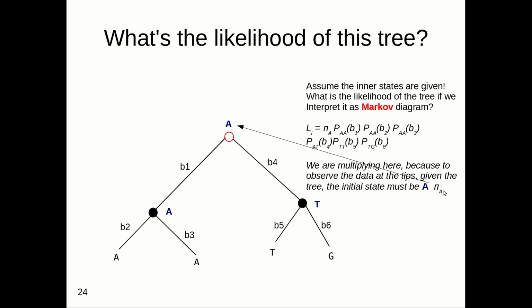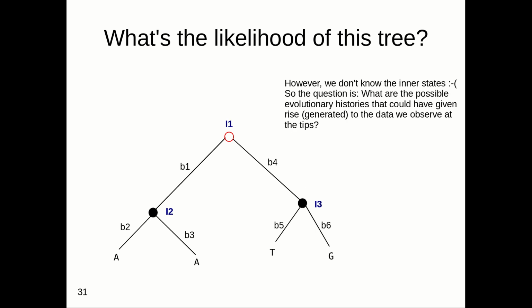So this is a prior probability of observing A. And then this happened, this transition from A to A, and this happened, and this happened, and this transition from A to T within time B4 happened, and this happened, and then finally a transition from T to G within time B6 happened. So if you think about this like in a logical natural language argument, it is kind of clear that we need to multiply probabilities here. So just keep in mind this AND.